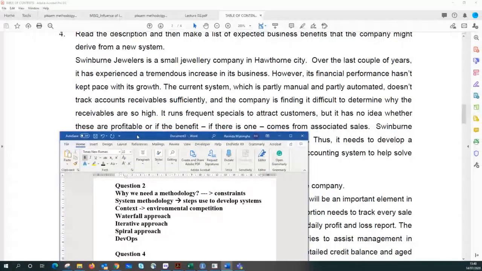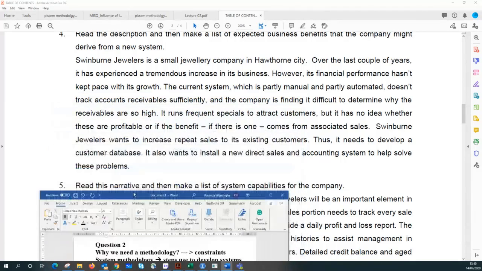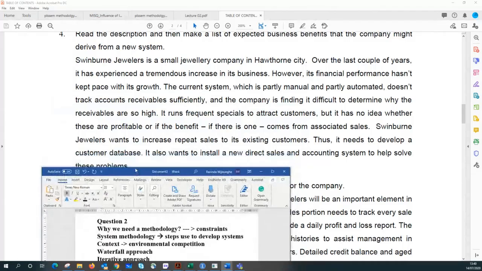We can target them with a better product, so they will definitely come again. So sales improvement is one important aspect, that you can increase the sales revenue, right? You can say that is one of the benefits. What else? What are the other benefits that you can actually think about?